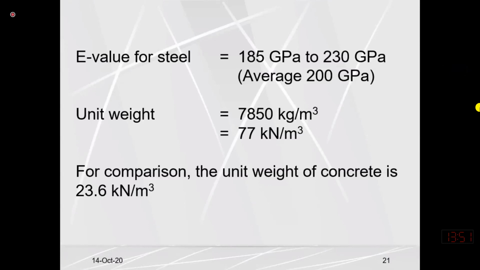The density of steel is 7,850 kilogram per meter cube, or simply, if you multiply with the g value and divide by 1000, it will be 77 kilonewton per meter cube. Unlike steel, concrete density is low, which is 23.6 kilonewton per meter cube.